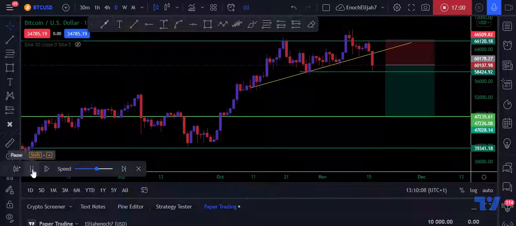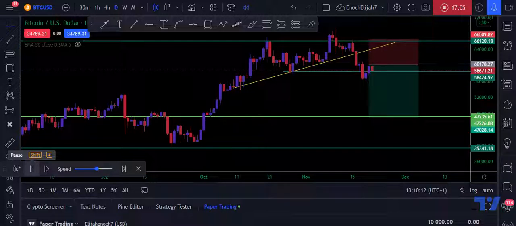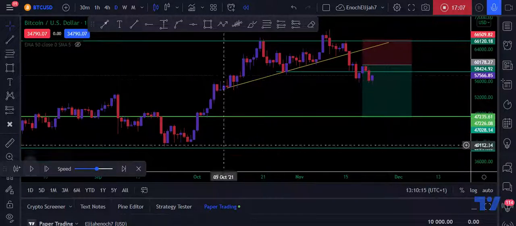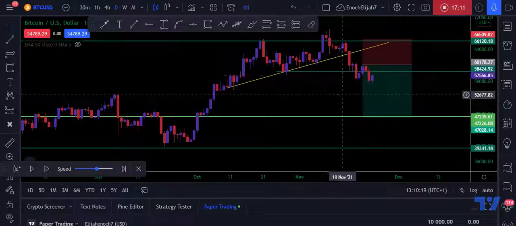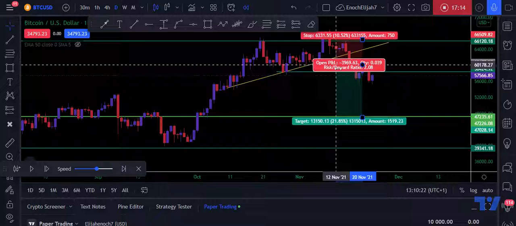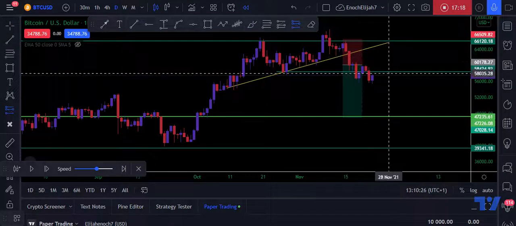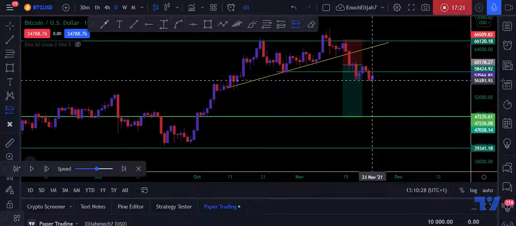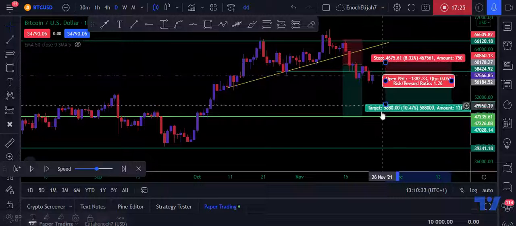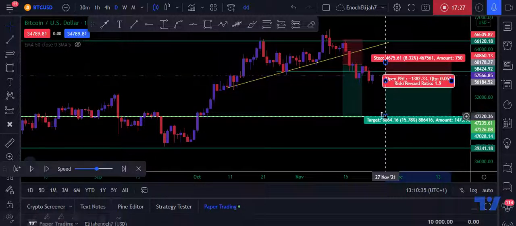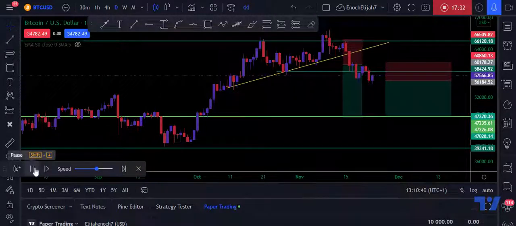So let's see what happens. Now, if you wait for a pullback, you already have a pullback right there. If you wait for a pullback to happen, it ended up happening actually. So you had a pullback right there. Stop loss will be here. This will be our target. So either of the two, they ended up working.